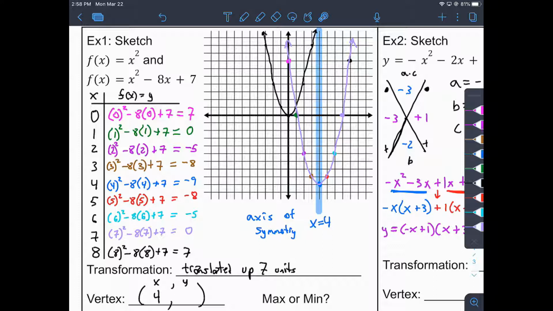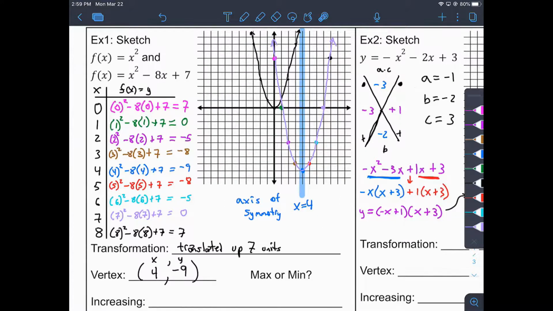Now, what about the y value of the vertex? Remember, this section is really focusing on how we find the vertex. Well, if I have to go over 4, how far down do I have to go? It's going to be 1, 2, 3, 4, 5, 6, 7, 8, 9 units down. So it's (4, negative 9). Now we should answer this question: is it a maximum or a minimum? Since the graph opens up, this is the lowest point I get to. So it is a minimum.